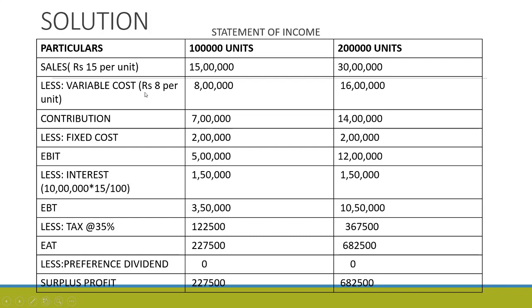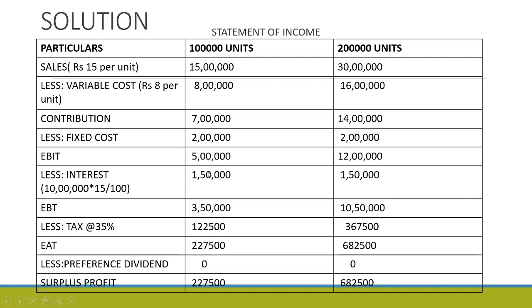Less variable cost rupees 8 per unit. 1 lakh units into rupees 8, 8 lakh. Contribution is equal to 15 lakhs minus 8 lakhs, which is rupees 7 lakh. Less fixed cost is 2 lakh rupees. So EBIT, earnings before interest and taxes, is equal to 5 lakh rupees. Less interest, the debentures are for 10 lakh rupees multiplied with the debenture interest 15%. So we get 1 lakh 50,000 as the interest.